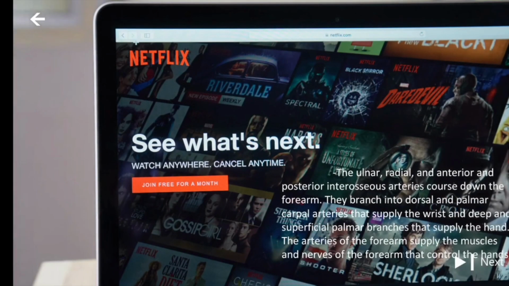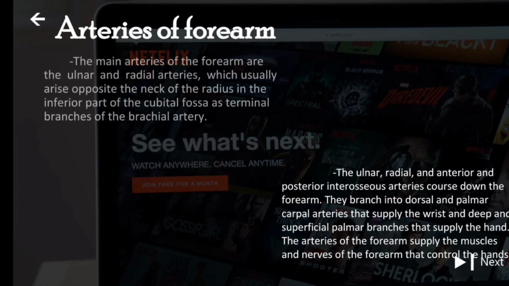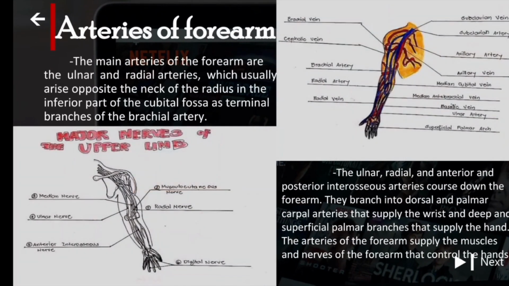So the last one we will tackle is the arteries of the forearm. What are the arteries found in the forearm? The ulnar, radial, and anterior and posterior interosseous arteries. As they course down the forearm, they branch into dorsal and palmar carpal arteries that supply the wrist and deep and superficial palmar branches that supply the hand.